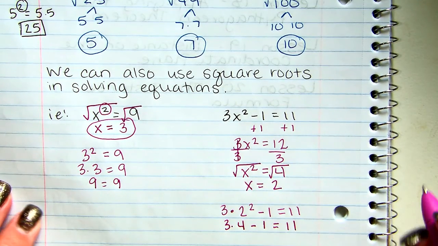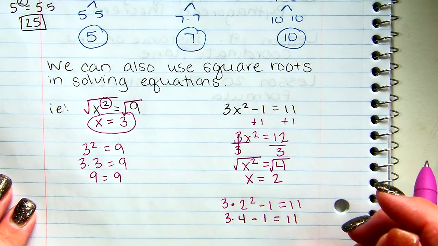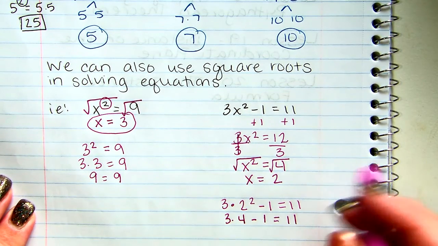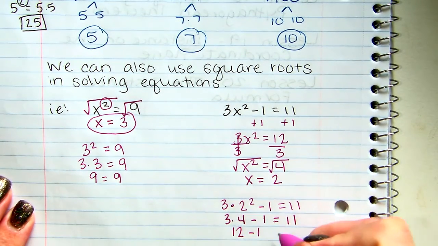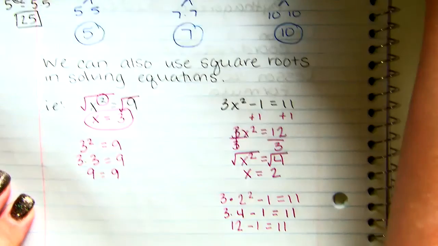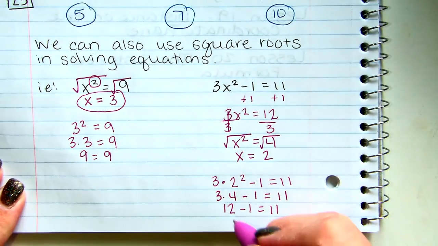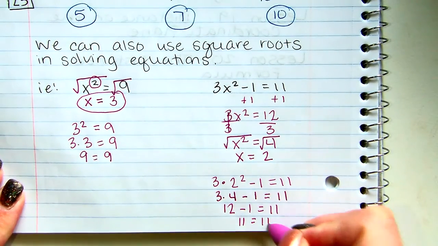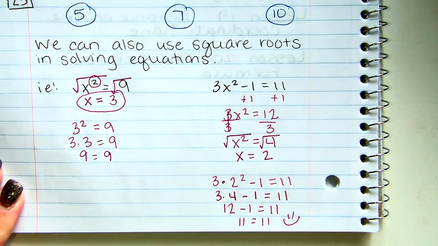Now, according to our order of operations, we have to do the multiplication. So I'm going to go 12 minus 1 equals 11, and ultimately 12 minus 1 is 11, so I'm going to get 11 equals 11. Once again, our answers match, so we get a happy face.